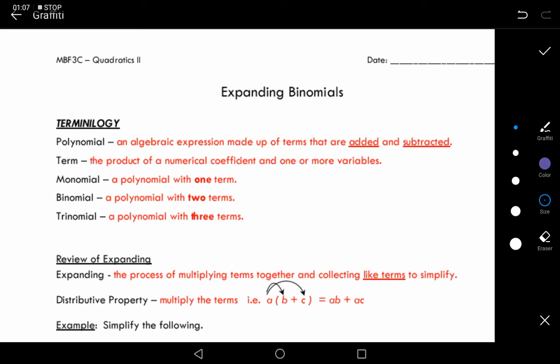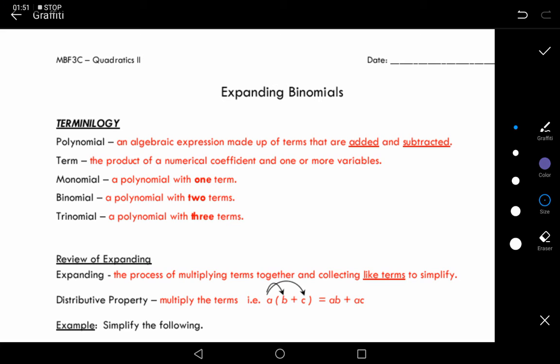A term is the product of a numerical coefficient and one or more variables. Again, don't get too caught up in these definitions. They are just there to help you. You don't necessarily need to memorize either of these first two, and the last three are pretty straightforward. A term is just a product, which means after you multiply two things together, you get a product. That would be multiplying the coefficient. That's another definition you might not remember: the coefficient is the number out front of the variable. So it's the product of those coefficients.